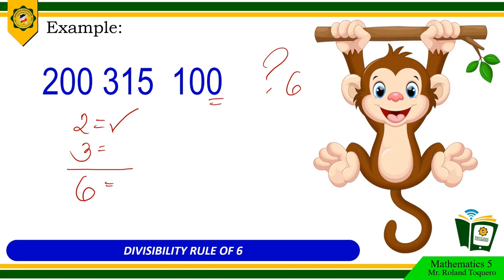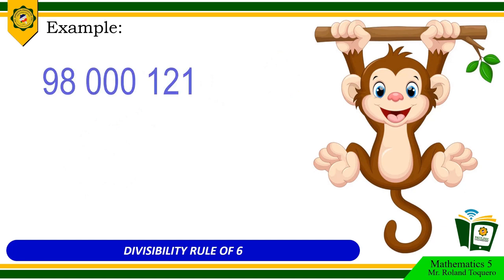Is it divisible by 3? If you add all the digits, 2 plus 0 plus 0 plus 3 plus 1 plus 5 plus 1 plus 0 plus 0, the answer is 12, which is divisible by 3. Therefore, the number is divisible by 3. This means to say that the given number is also divisible by 6.